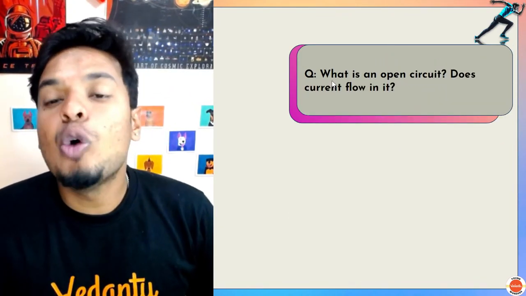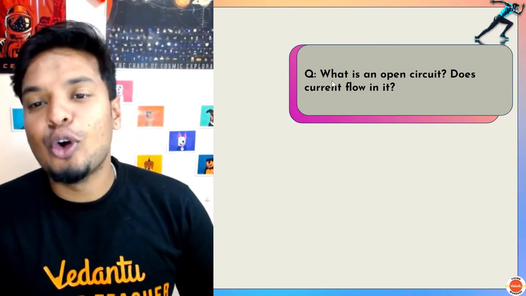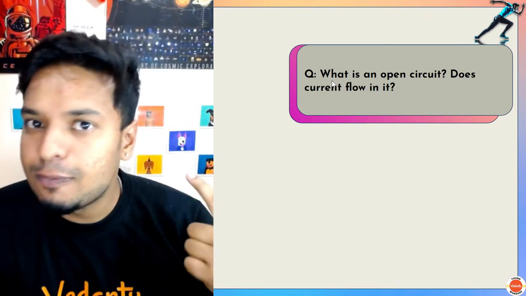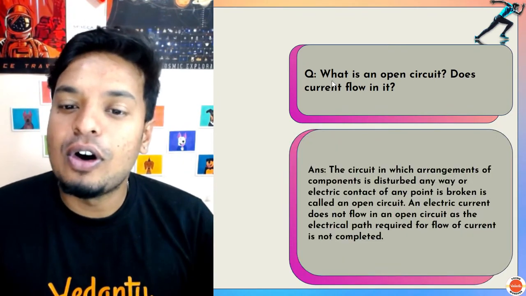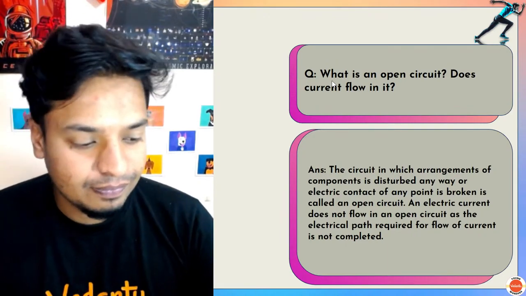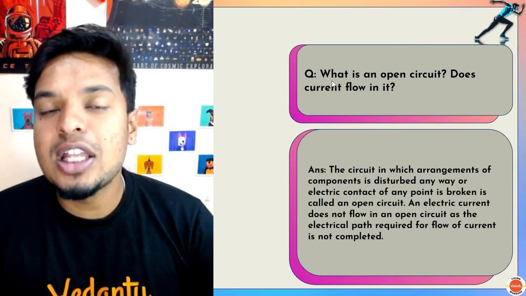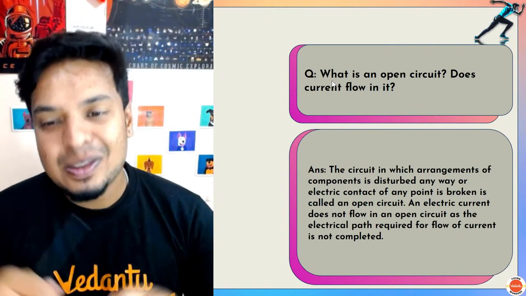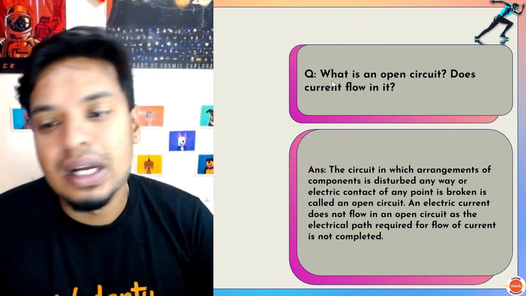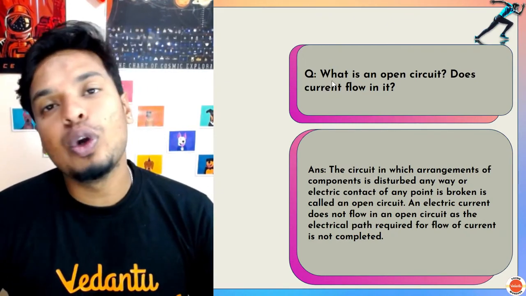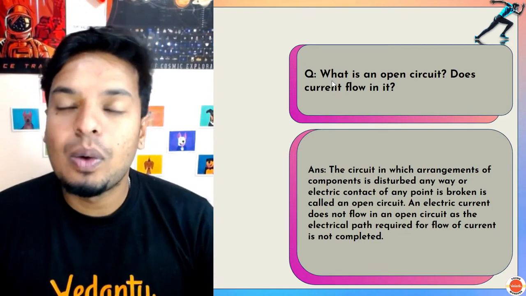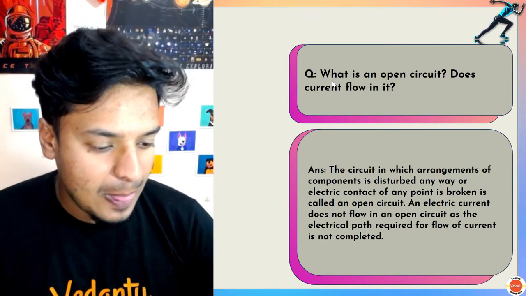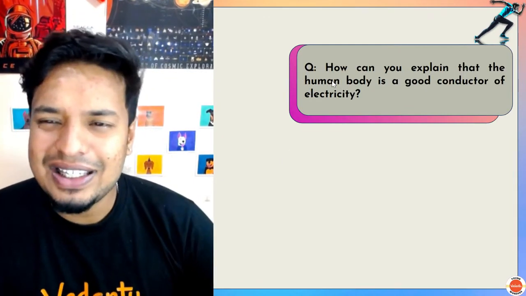Exactly. What is an open circuit? Does the current flow in it? No, open circuit means the switch is in off position. No current is flowing in the circuit, so obviously the bulb will not glow. Right? The circuit in which the arrangement of components is disturbed in any way or electric contact of any point is broken, that is called an open circuit. Now, electric current does not flow in the open circuit as the path required for flowing the current should be completed.